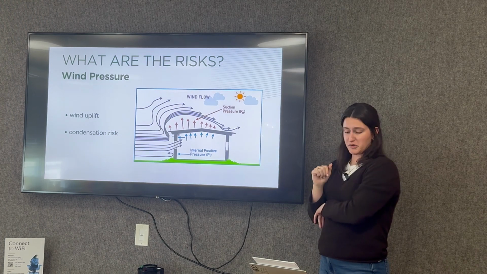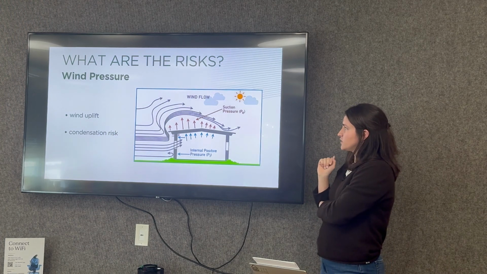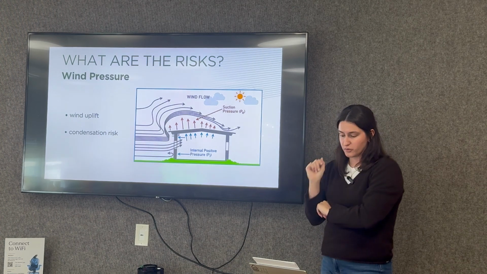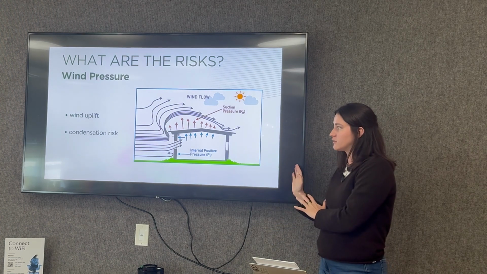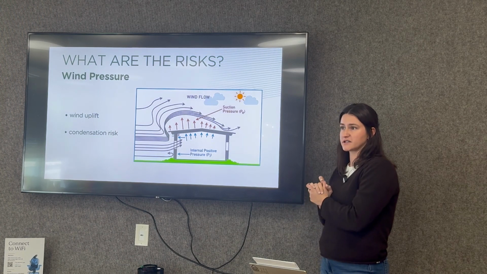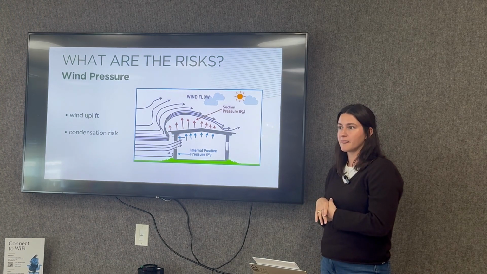So that said, your air barrier needs to be designed and installed to withstand the wind uplift pressures for the roof. You want your air barrier to not be able to move under the expected wind pressures. Yep. If I could add something very quickly.